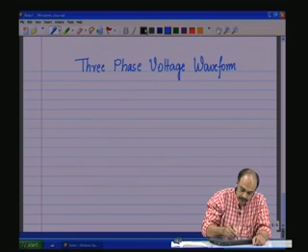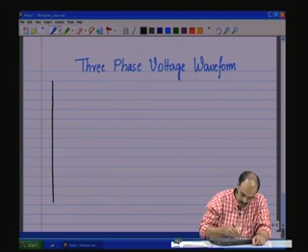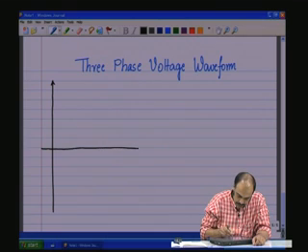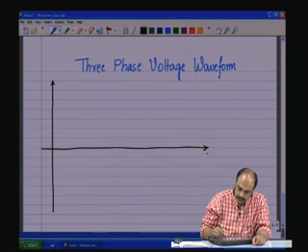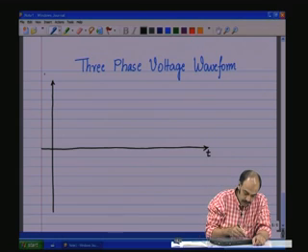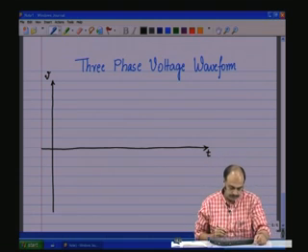Let me first draw the x and the y axis like before. So, this is the y axis, and let me have the x axis. The x axis as usual is the time axis, and the y axis is in this case amplitude.